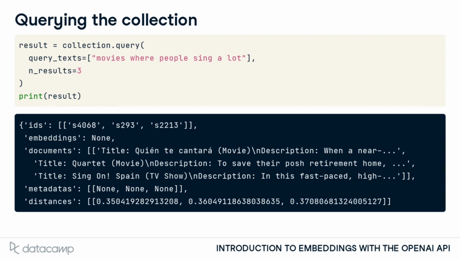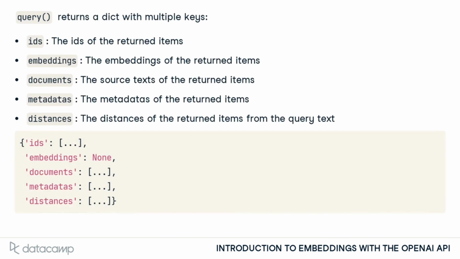Here's what's returned. It's not the simplest format, so let's break it down. First of all, it's a dictionary. It has entries for ids, the IDs of the returned items, embeddings, documents, metadatas, and distances of the query results. The embeddings entry is empty, simply because Chroma doesn't return them by default. Aside from this, each of these entries has the same format.